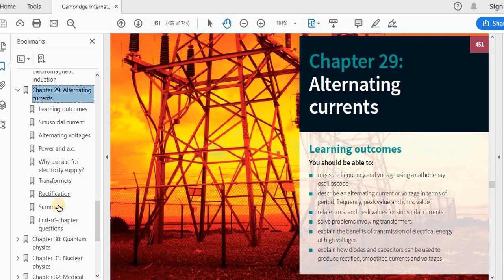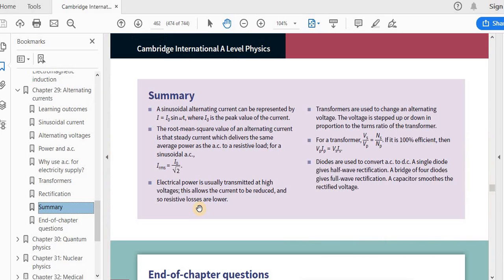Rectification. And finally we have the summary and end of chapter questions, which you have to do all these. Let's go through the summary so that you can have an idea of what this chapter is about. That will make it easier for you to understand when I am explaining this chapter. So let's go through the summary also.